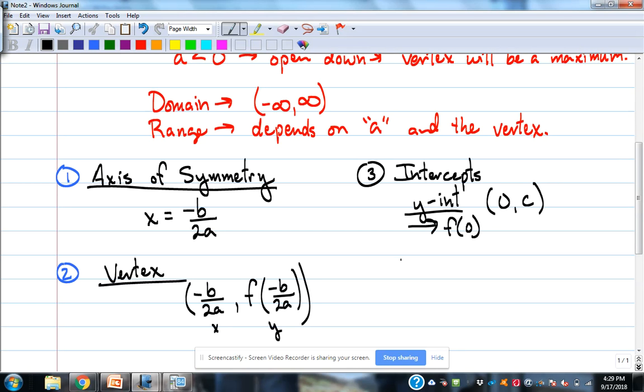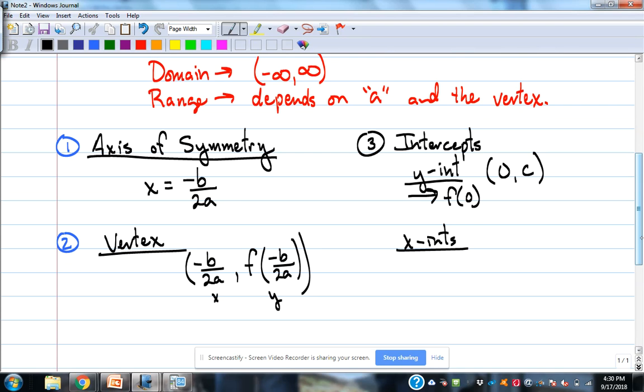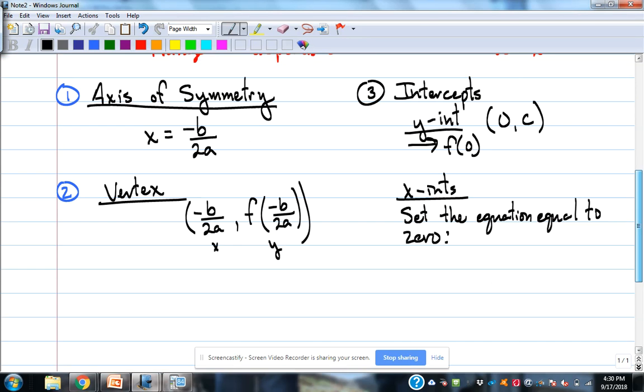Okay. The more difficult intercepts to find are the x-intercepts. And this is where solving quadratics comes in. When you're finding x-intercepts, we're going to set the equation equal to 0. Set the whole thing equal to 0. And then you've got options about how you can solve those.